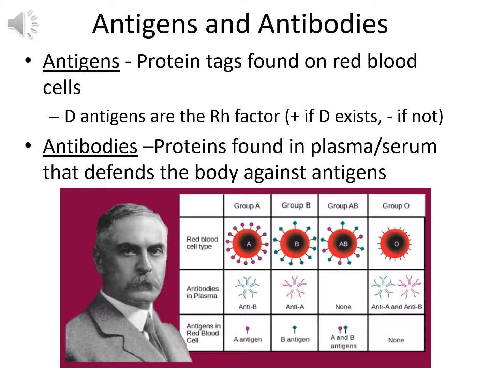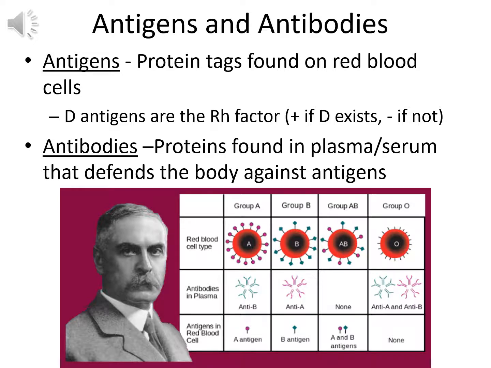So the antibodies are the proteins found in the plasma, the serum, that 55% of the blood volume there, and those defend the body against the antigens. So if we look at our image, again, these don't discuss the D antigen, but we have the A, B, and AB antigens. If you're type A blood, it's the A antigen that's present on the red blood cells and the anti-B antibodies present in the plasma.